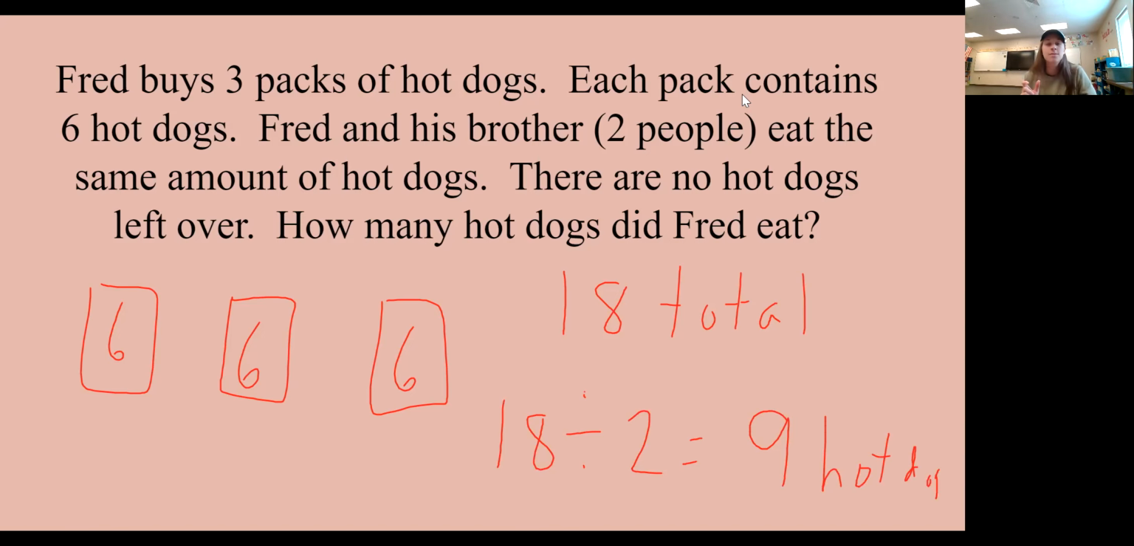So as you do these problems, I want you to think about it actually happening. Think about Fred actually buying 3 packs of hot dogs with 6 in each one, and that will help you to realize, oh, there are 18 hot dogs. He's going to divide it by 2 because him and his brother are going to eat them. You can draw a picture if you need to. However, whatever is easier for you to solve the problems, but make sure, number 1, you read the entire problem. Number 2, write it out, draw a picture, make sense of it. And then number 3, check your answer. Does that make sense? Could Fred have eaten 9 hot dogs if there were 18 hot dogs total? Yeah, that totally makes sense.